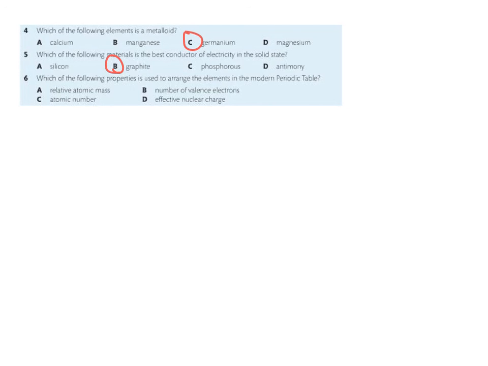Number 6, which of the following properties is used to arrange the metals in the modern periodic table? Is it the mass, the number of valence electrons, the atomic number, or the effective nuclear charge? Well, originally it was the mass, but then they found out that that doesn't always work, so it's actually the atomic number, or number of protons, that's used to arrange them.